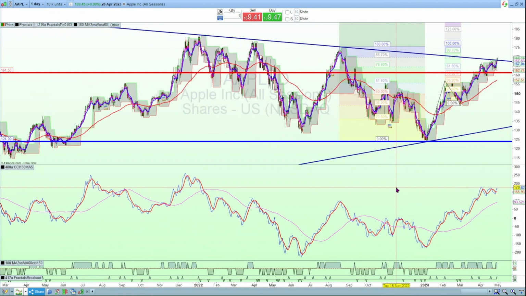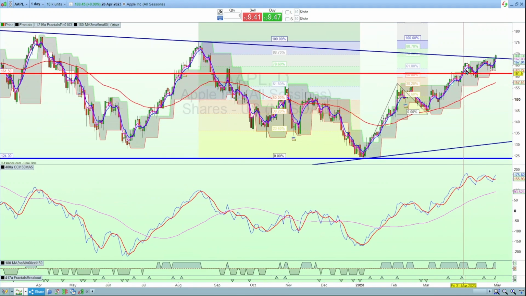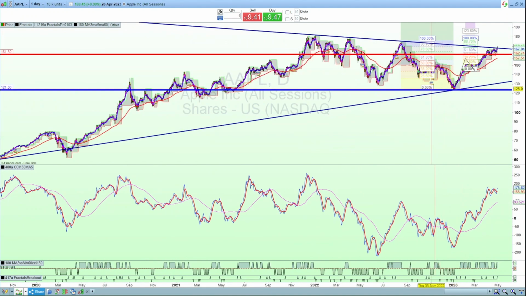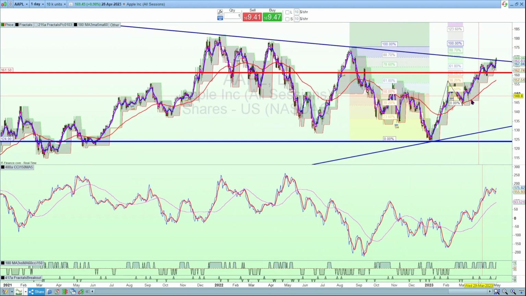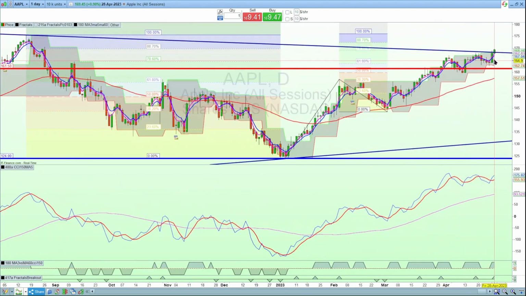Here we've got a key support at 124 for Apple and a resistance at 161.50, and it broke above that resistance. I've also drawn this descending diagonal trend line along those tops, and it also broke above that trend line, so that's another bullish positive signal.